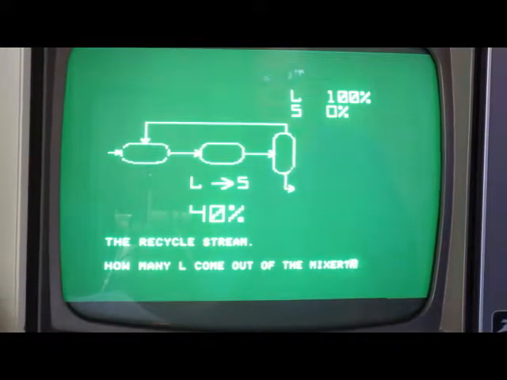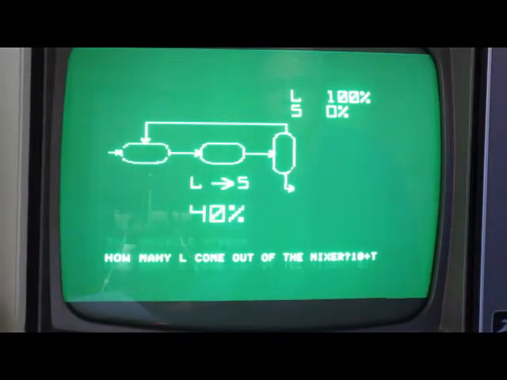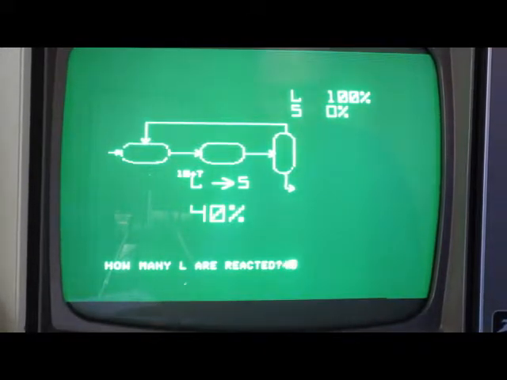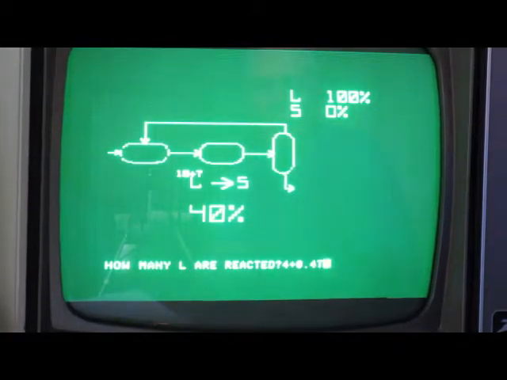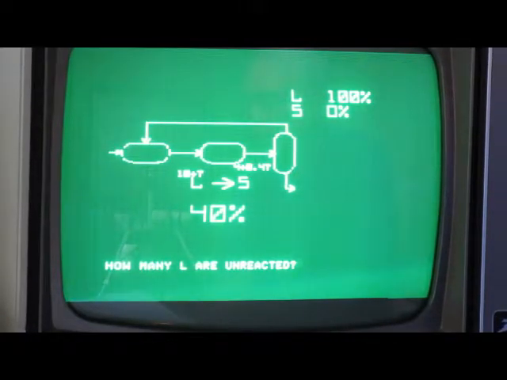How many large come out of the mixer? 10 plus T. How many large are reacted? Well, 40% react, and so that would be 4 plus 0.4 T. How many large are unreacted? That would be the rest. So that would be 6 plus 0.6 T.